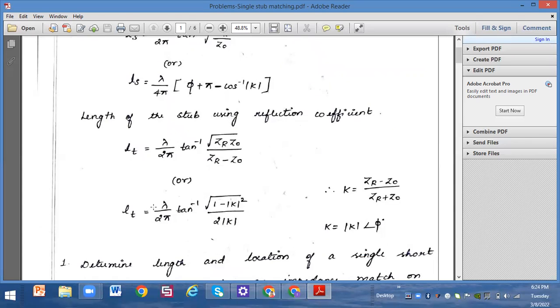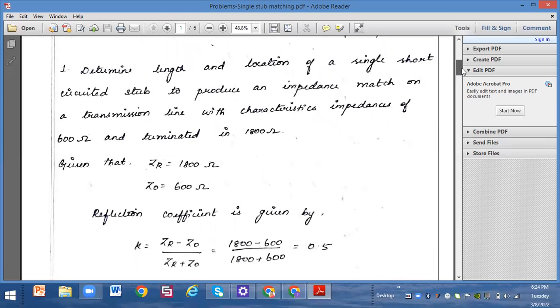If in the question they have given the wavelength, we can find the frequency. If they have given the frequency, we can find the wavelength. And we already know the reflection coefficient K is given by ZR minus Z0 divided by ZR plus Z0. In polar form, this reflection coefficient is denoted by the magnitude as well as the phase psi.